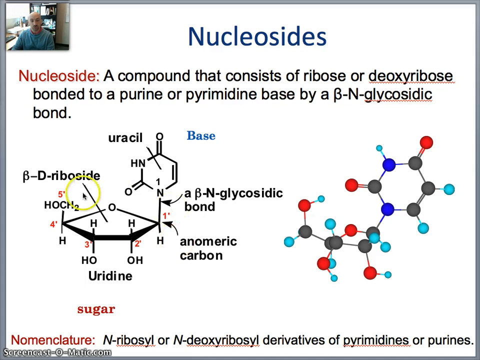So 1 prime, 2 prime, 3 prime, 4 prime, 5 prime is really a nomenclature for the carbons of the sugar ring, whereas 1, 2, 3, 4, 5, 6 would pertain to the base. The carbon of that glycosidic bond is an anomeric carbon. And lastly, you can see how this structure ends up being perpendicular, where the base is perpendicular to the sugar.